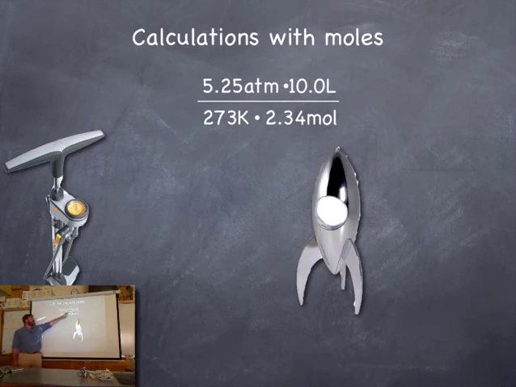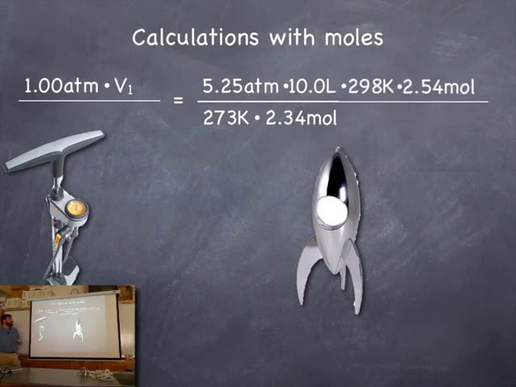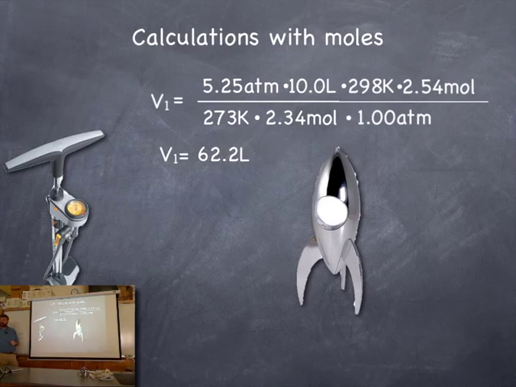So we know our rocket: 5.25 atmospheres, 10 liters, 273, and we need 2.34 moles of gas particles. Now our pump, to accommodate the loss of water, has to have 2.54 moles. That's the water that's going to freeze out. Okay? 1 atmosphere, 298. Again, we want to solve for V. What do I have to do? I've got to isolate that variable. Take these guys, we're going to move them up to the top over there. We're going to take the 1 atmosphere, put it on the volume, and we can solve.